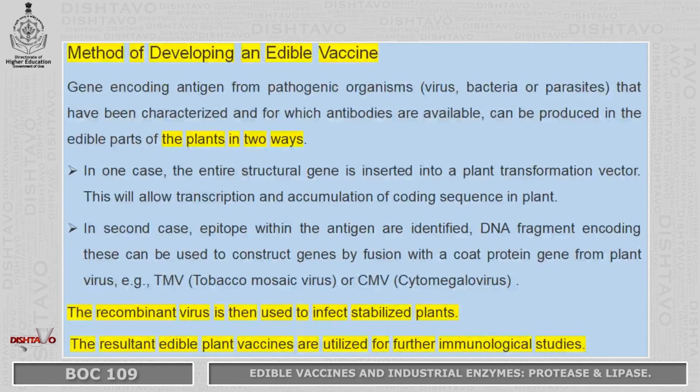How do we develop these edible vaccines? There are two ways. In one, the entire structural gene is inserted into the plant transformation vector, and it is multiplied and transformed into the plant cells. In the second case, the epitope within the antigen is unidentified. It may be a DNA fragment or a protein, a coat protein, which is inserted into the coat protein of a virus such as tobacco mosaic virus or cytomegalovirus, CMV. The recombinant virus is then used to infect stabilized plants. The resultant edible plant vaccines are utilized for further immunological studies.